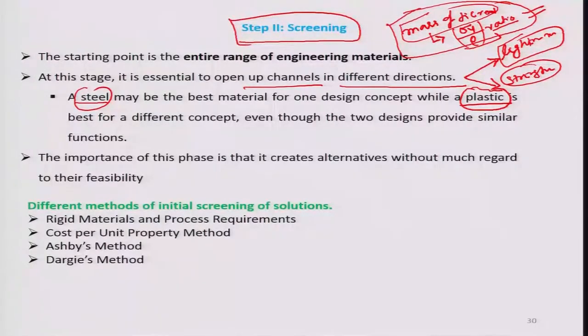So there are various methods of initial screening of solutions. First, rigid material and process requirement, cost per unit property method, SBA method, Dargie method, and a variety of more methods are available for initial screening of your material selection. First, I will discuss rigid materials and process requirements.